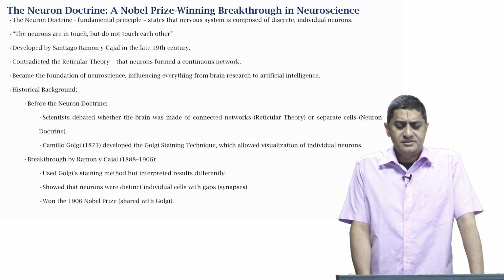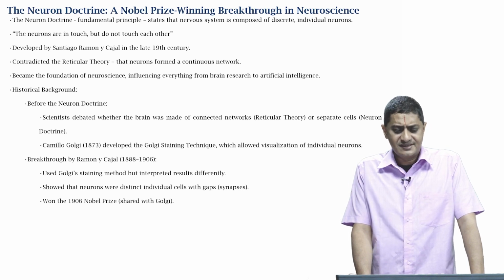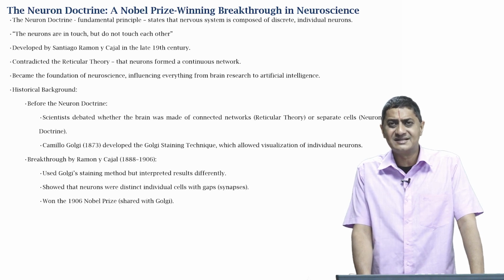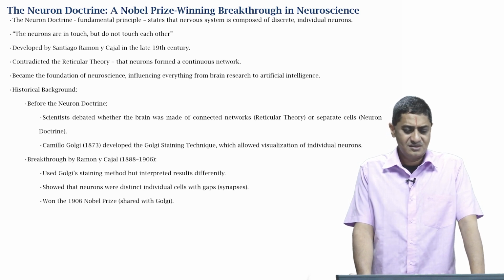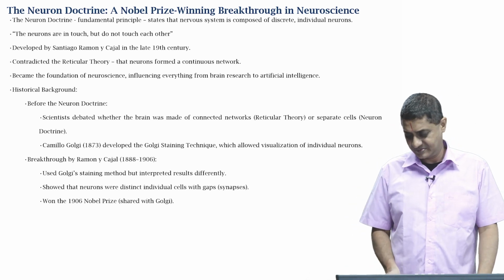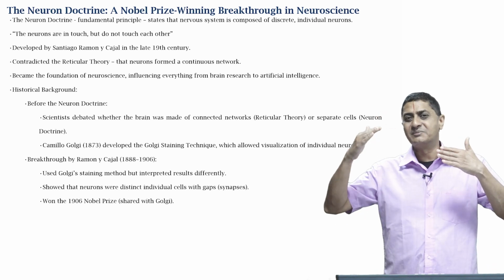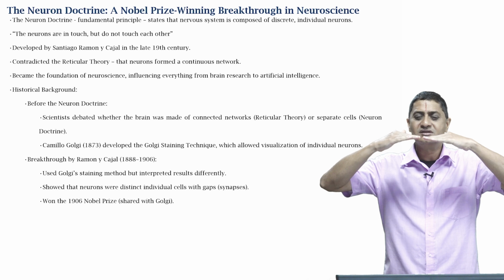The neuron doctrine is a Nobel Prize winning breakthrough in neuroscience that established that the nervous system is composed of discrete, individual, separate, independent neurons. Cajal famously said that the neurons are in touch, but they do not touch each other. It is like this: if you consider my right hand as a neuron and the left hand as a neuron, they are very close to each other. They are in touch with each other, they communicate with each other.